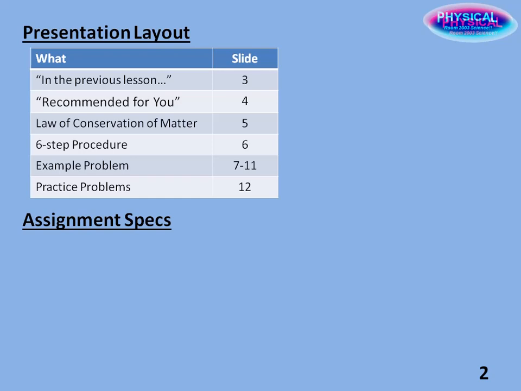We're going to review the law of conservation of matter and what that means in regards to balancing chemical equations. Then we're going to get into a 6-step procedure for balancing equations with an example problem to follow and practice problems after that. There are 5 practice problems for you to work on, and they are due May 4th. And as we have been doing, please email pictures of your final balanced equations.